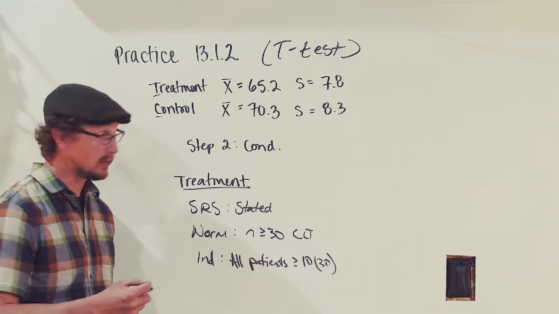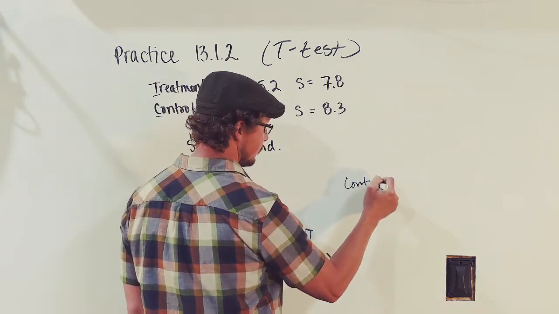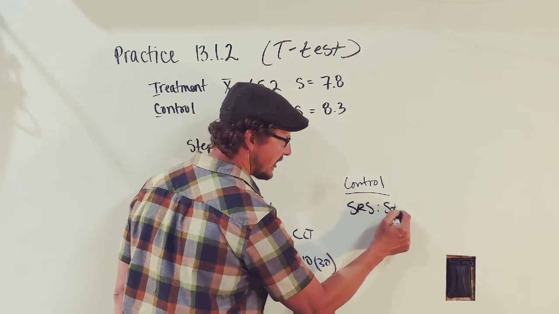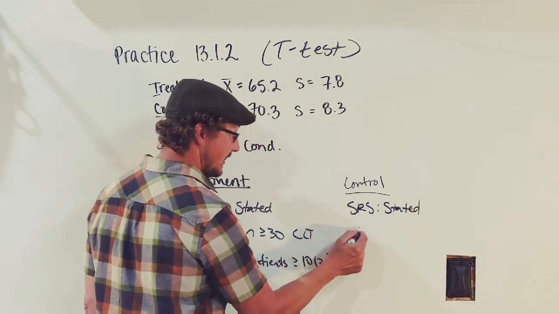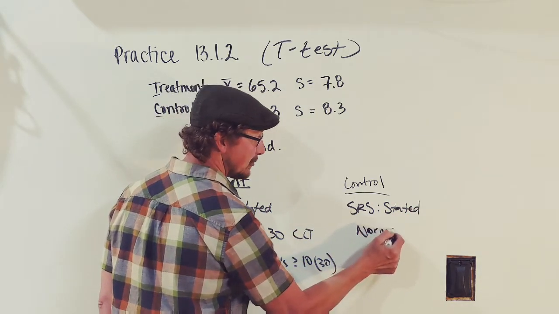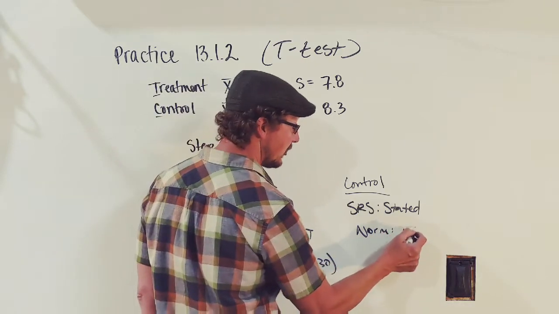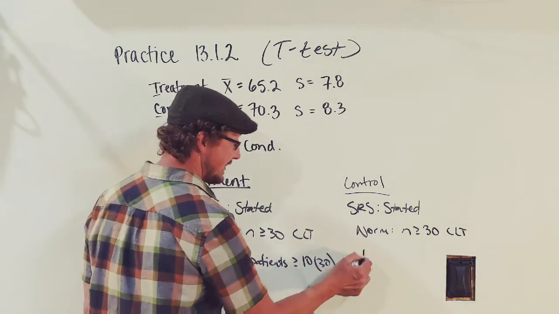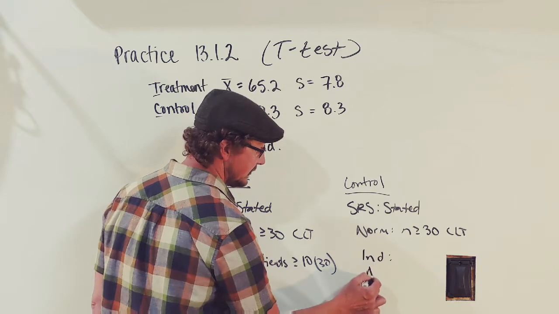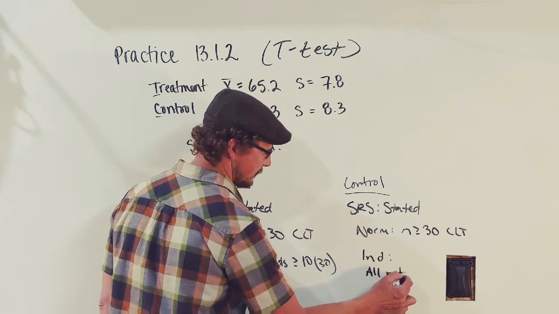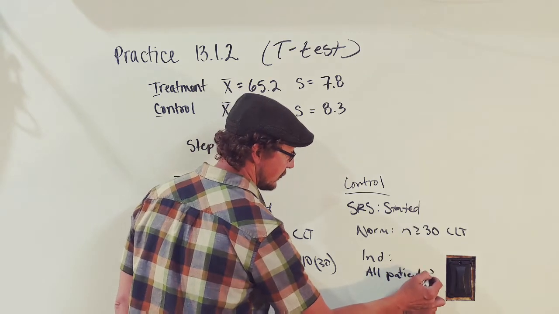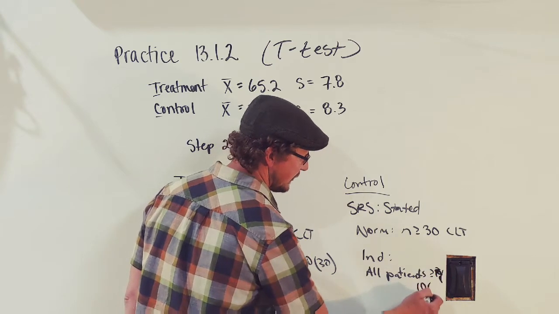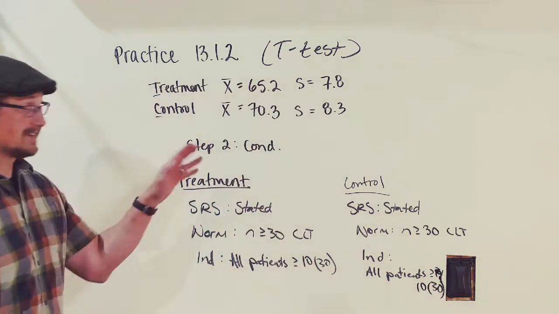And so then we go to the control group. And this is going to be exactly the same, simple random sample. In the problem it was stated that yes, it was a simple random sample. Is it normal? In the problem it was stated that our sample size was 30, so central limit theorem for the control group also, so we're good to go there. And independence, indeed, all patients greater or equal to 10 times, oh man, ran out of room, 10 times 30. So we're good to go there. Conditions satisfied.